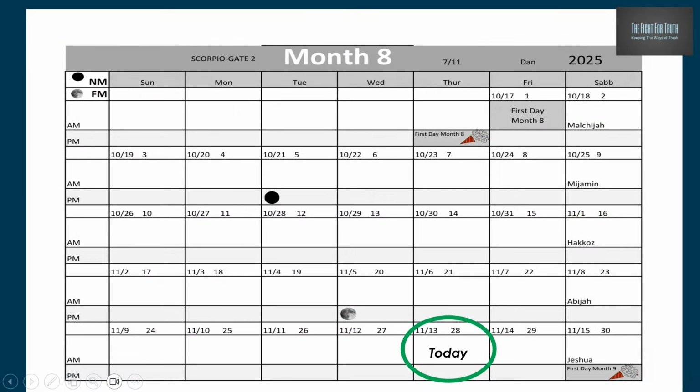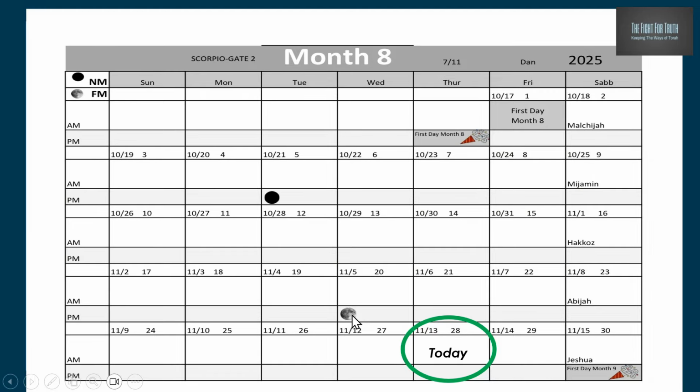For this demonstration again, we're going to be using the date that I'm preparing all of this on, which is November 13th, 2025. That's the date on the Gregorian calendar right here. So we are actually on the 28th day of the Zadok luminary calendar. We had a new moon on October 21st, and we had a full moon on November 5th.